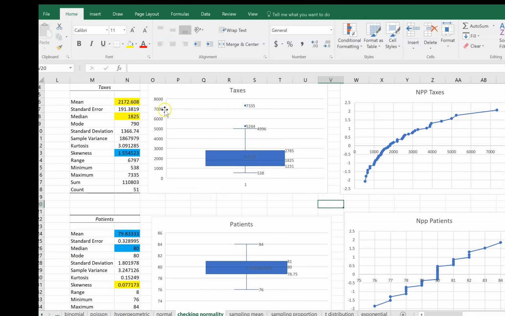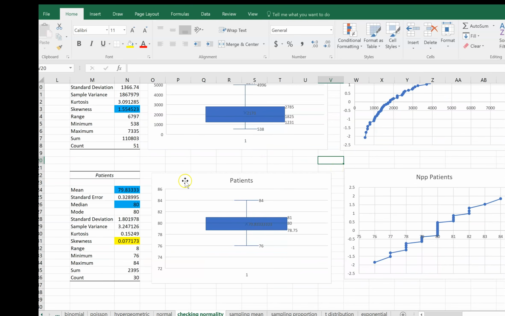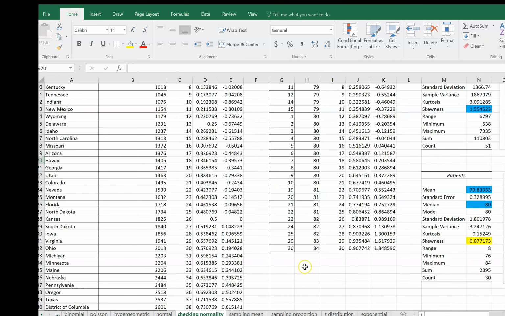I mean, right away, I could tell you this one is not normal. All 4 of these fail. This one, the patients, has a really good chance to be normal. I have 4 good checks here, and I can continue on if you don't believe me.